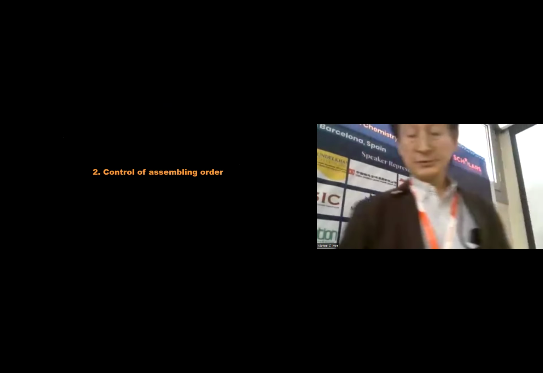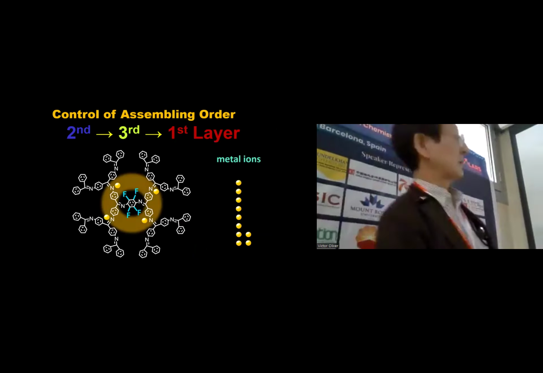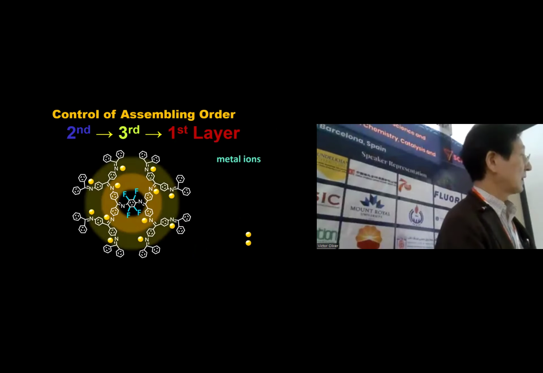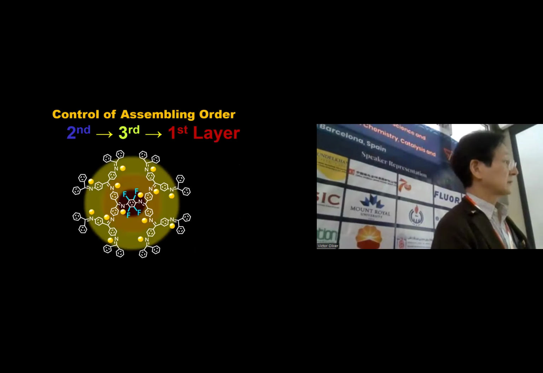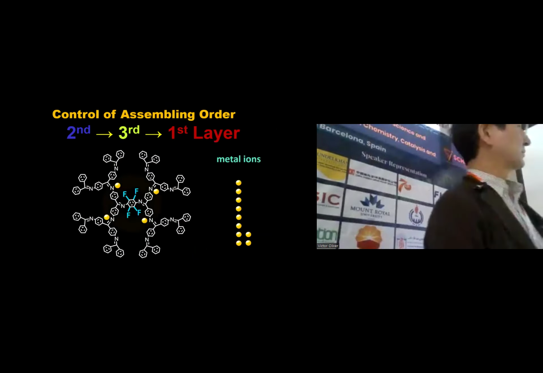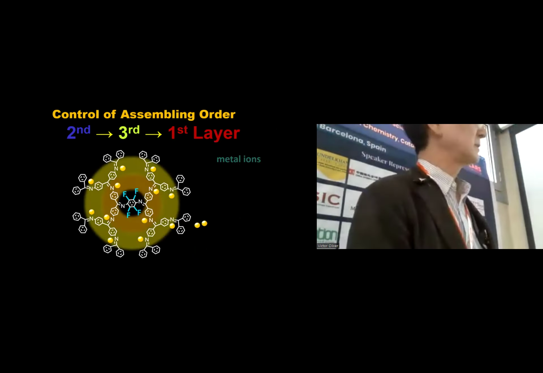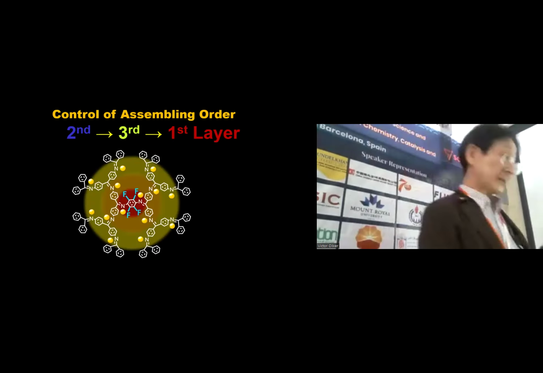Okay, I move on to the control of the assembling order of the metal salts. In order to control the assembling order, we synthesized phenylazomethine dendrimers with a fluoride group as a core. As you know, a fluoride group is an electron-withdrawing group. This dendrimer shows 3 changes at isosbestic points on the basis of the spectral changes.